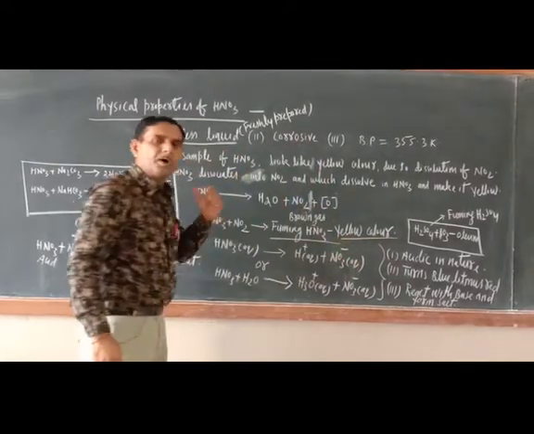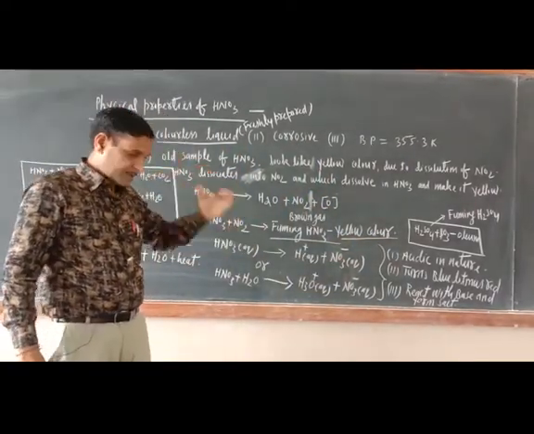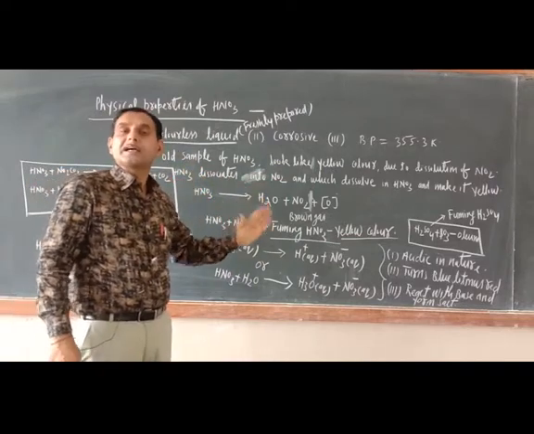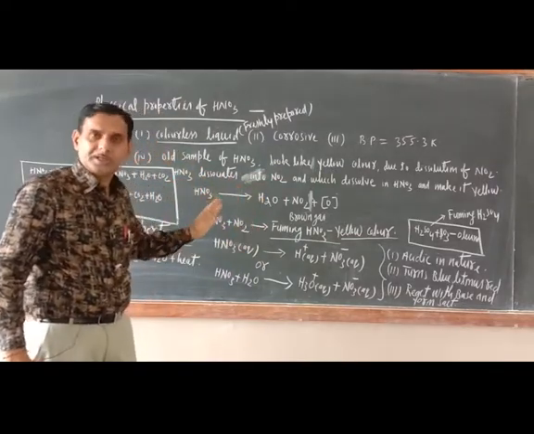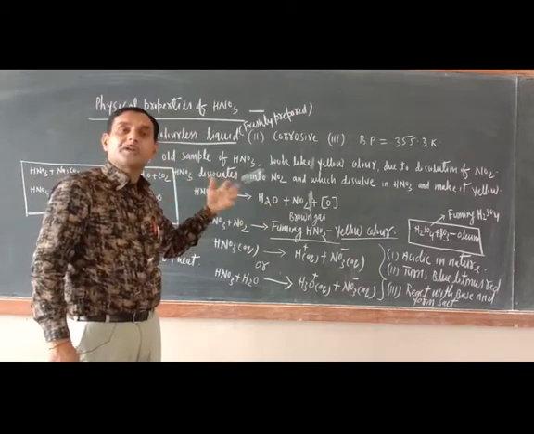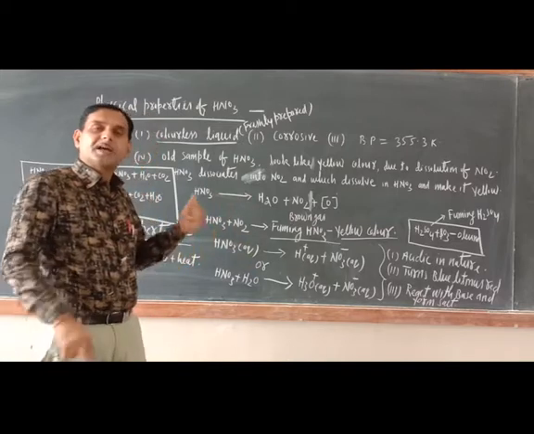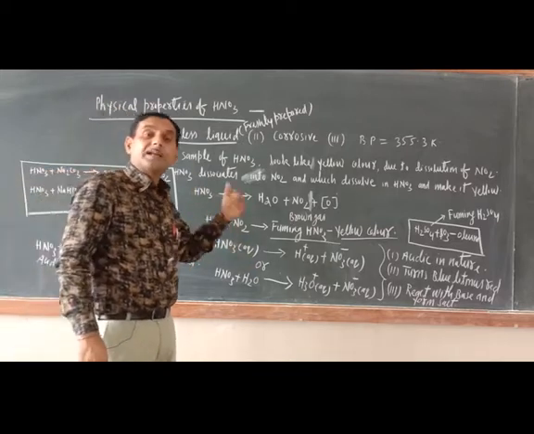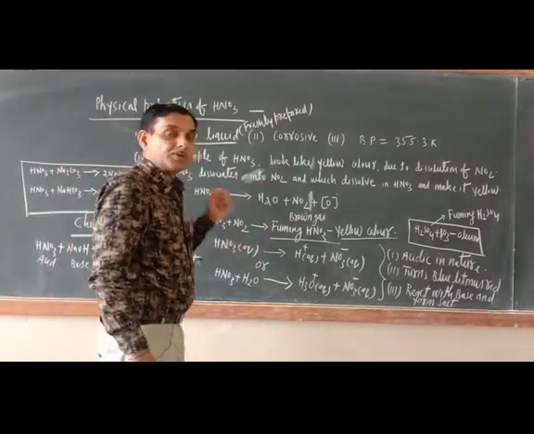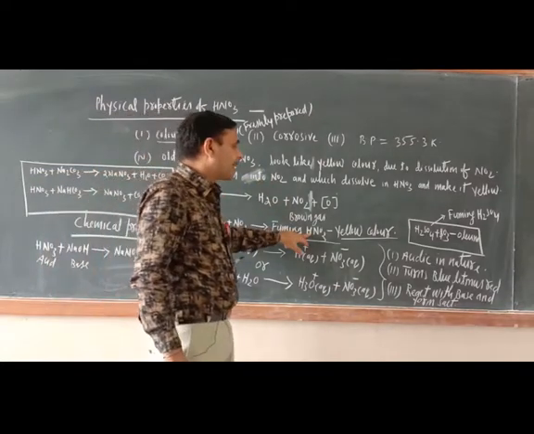So who is imparting yellow color to HNO3? NO2 is imparting the yellow color to the HNO3. In an old sample some amount of HNO3 will dissociate into NO2. The same NO2 is dissolved in the HNO3 and imparts the yellow color. So the HNO3 plus NO2 mixture is known as fuming HNO3.